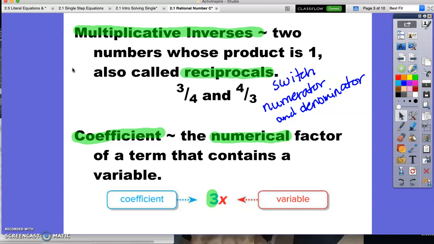Multiplicative inverses. It's just two numbers that when multiplied together, or the product, is going to be 1. They're also known as reciprocals. So it's just a fraction flipped, like 3/4 and 4/3. You want to switch the numerator and the denominator. We also have to remember multiplying fractions. We multiply the numerator times the numerator and the denominator times the denominator.